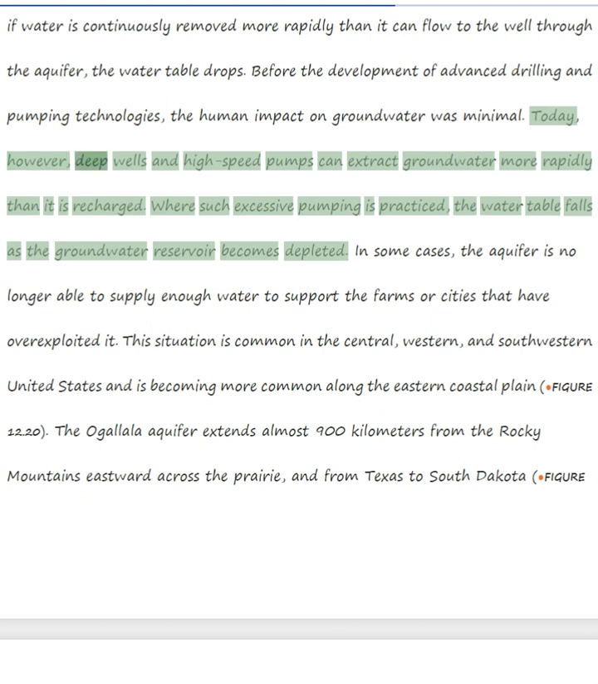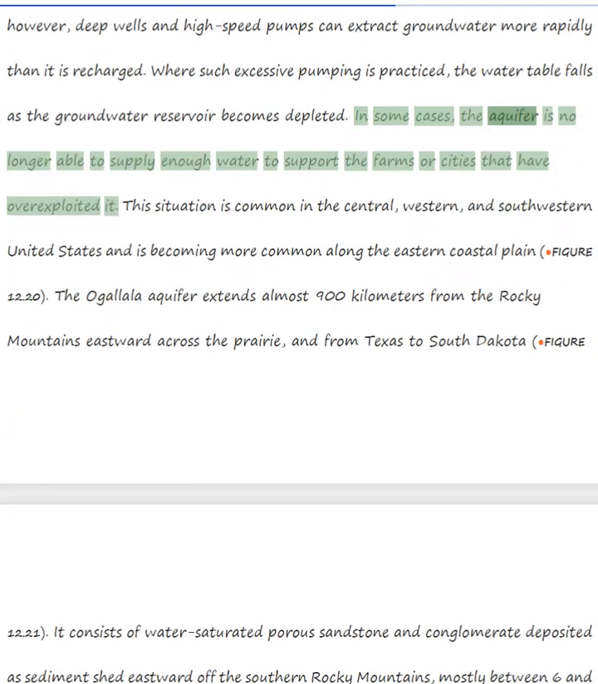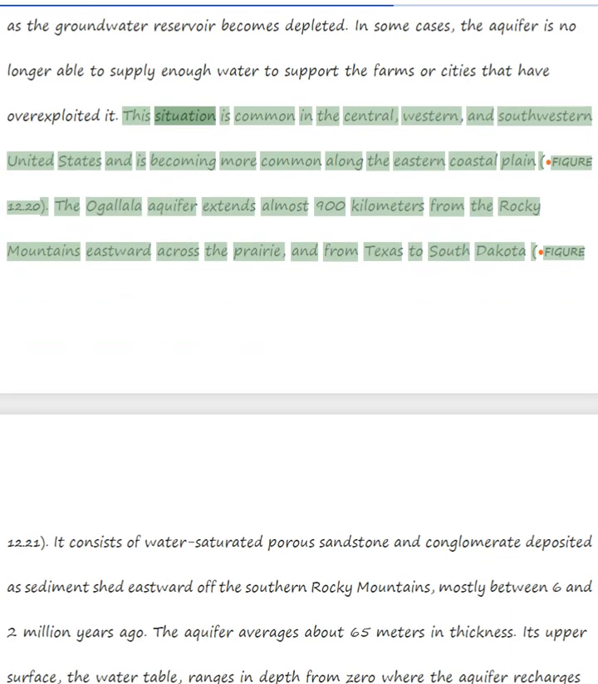Today, however, deep wells and high-speed pumps can extract groundwater more rapidly than it is recharged. Where such excessive pumping is practiced, the water table falls as the groundwater reservoir becomes depleted. In some cases, the aquifer is no longer able to supply enough water to support the farms or cities that have overexploited it. This situation is common in the central, western, and southwestern United States and is becoming more common along the eastern coastal plain.